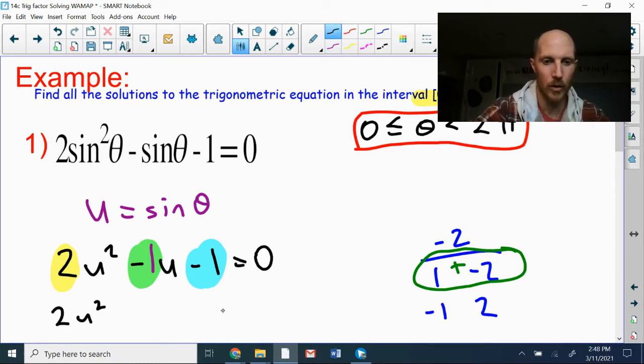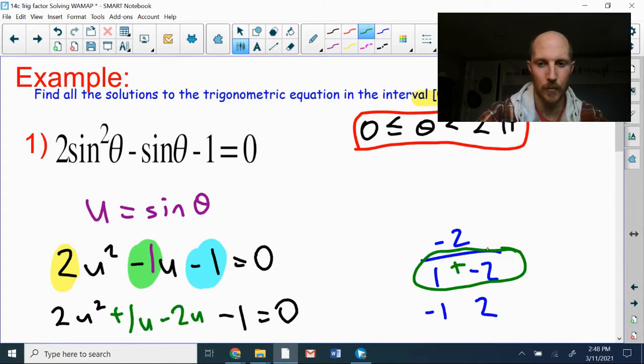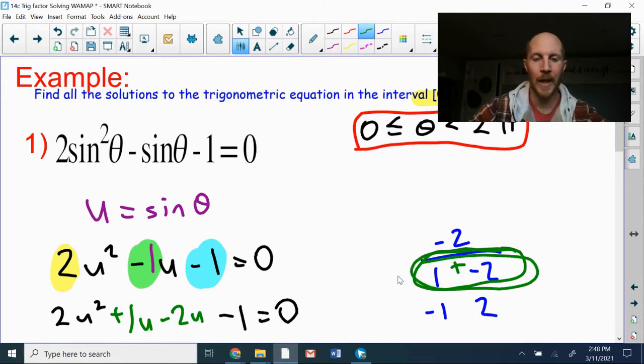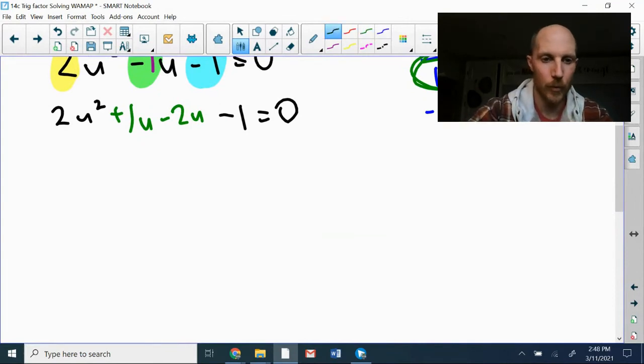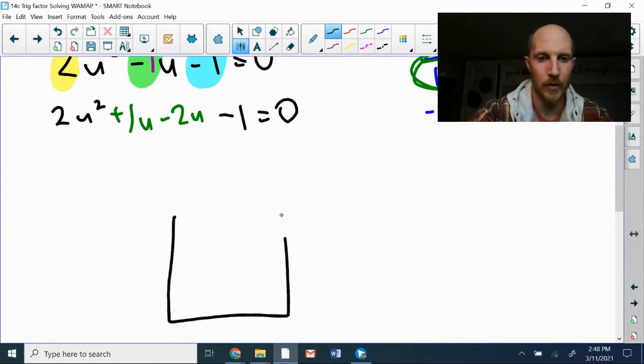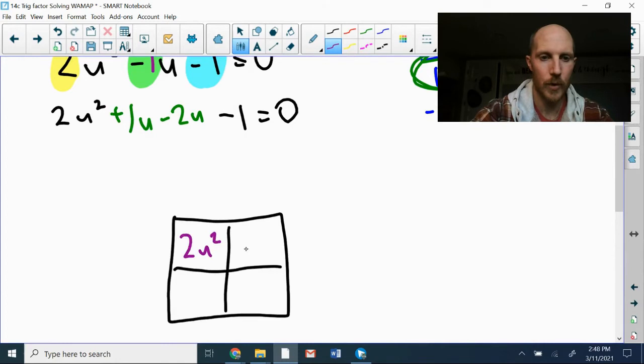So let's rewrite this equation. 2u squared. I'm going to do all the black ink first. -1 equals 0. Come back with the green. So I'm going to break that middle green term apart into two terms, the +1u and the -2u, which I identified from my list of factors over there. Now I've got 4 terms, and the 4 terms will fit just perfectly inside my 4-spaced factor box. So 2u squared plus 1u minus 2u minus 1.